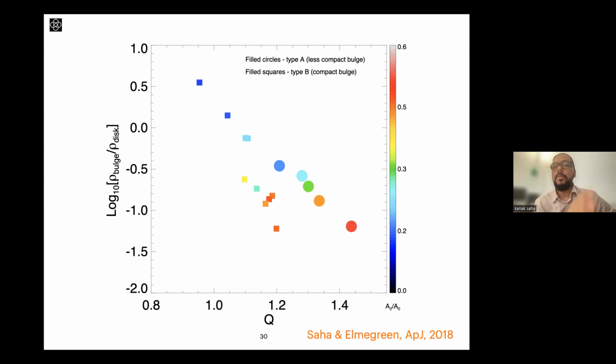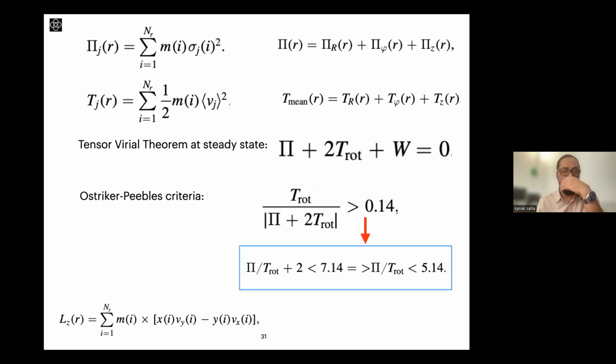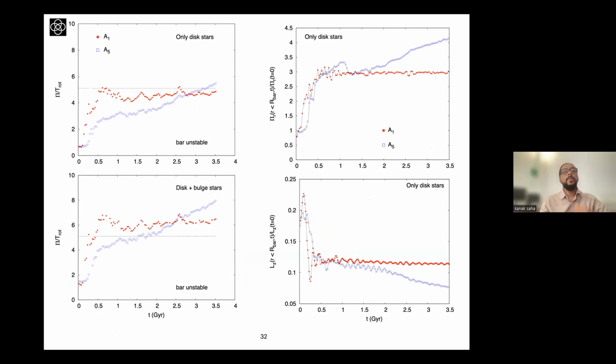And this we try to understand from a very general principle, using the tensor virial theorem and constructing an Ostriker-Peebles criterion, which says that the ratio of the total rotational kinetic energy divided by the potential energy in the denominator, if it's greater than 0.14, goes bar unstable. Using the simple virial theorem, we convert this into the ratio of the random kinetic energy versus the rotational kinetic energy. If it's less than 5.14, then it doesn't go bar unstable.